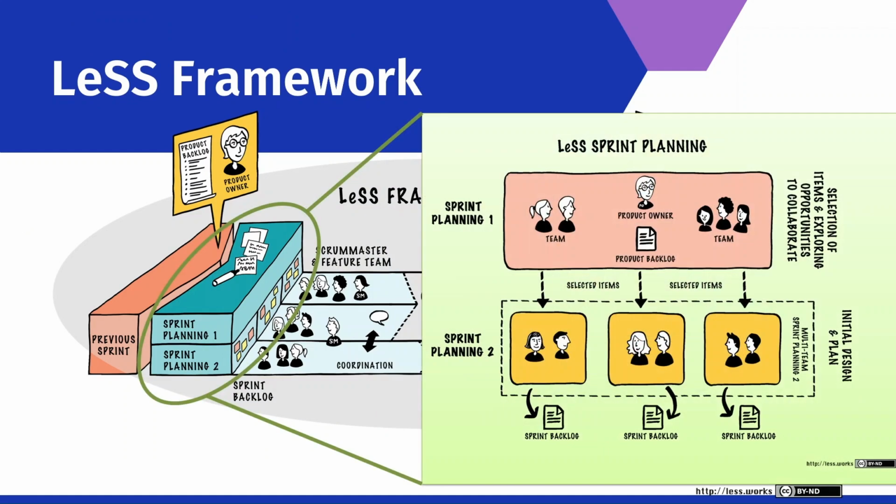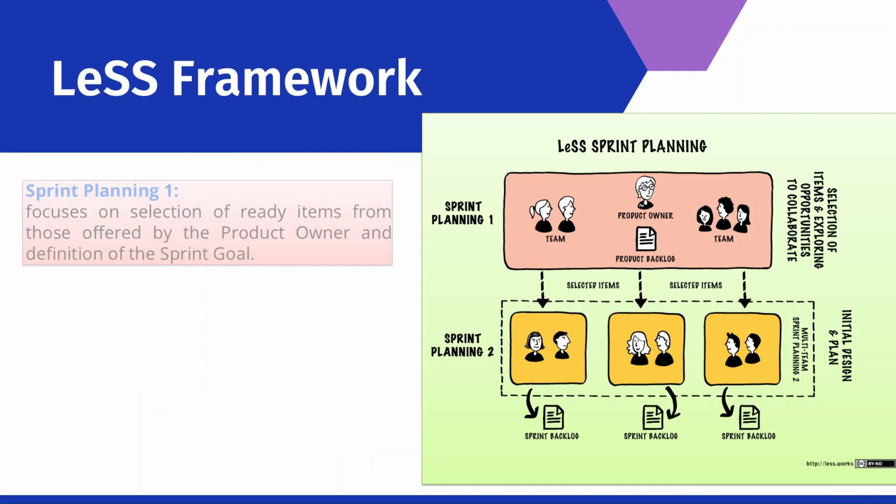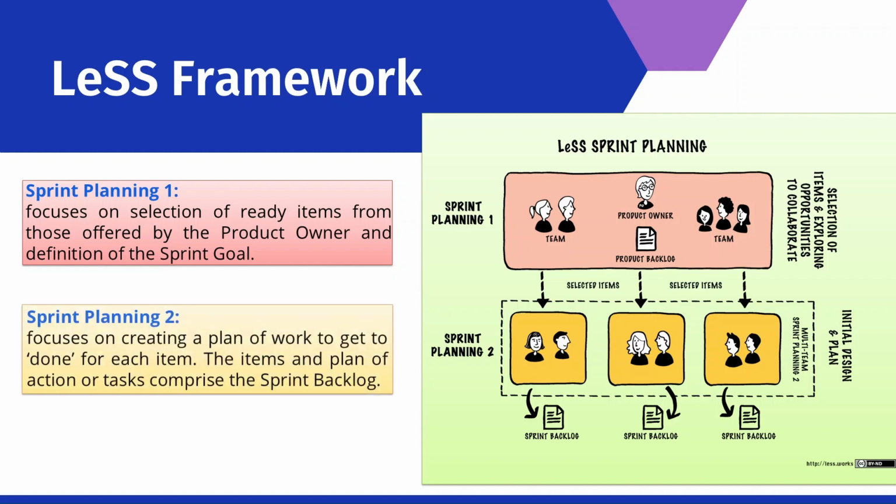Also, we find the LeSS sprint planning, which consists of 2 parts: Sprint Planning 1 and Sprint Planning 2. Sprint Planning 1 focuses on selection of ready items from those offered by the product owner and definition of the sprint goal. However, Sprint Planning 2 focuses on creating a plan of work to get to done for each item. The items and the plan of action or tasks comprise the sprint backlog.